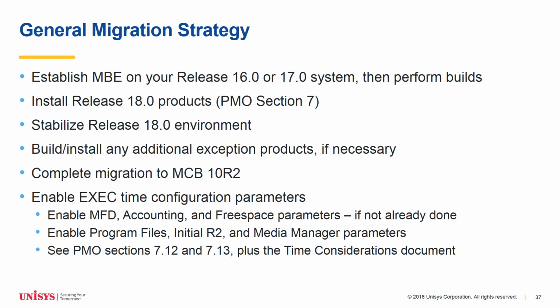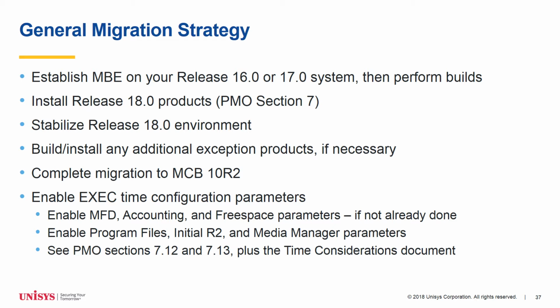The upgrade to release 18 might feel a little overwhelming if you try tackling the whole migration all at once. Throughout the PMO, we suggest dividing this migration process into a series of gradual steps that are more easily managed. We've covered most of these steps already. As a quick review, the steps are to first establish the minimum build environment on your release 16 or 17 system so you can build most of the release 18 products you'll need, including the release 18 exec level 49 or 4.